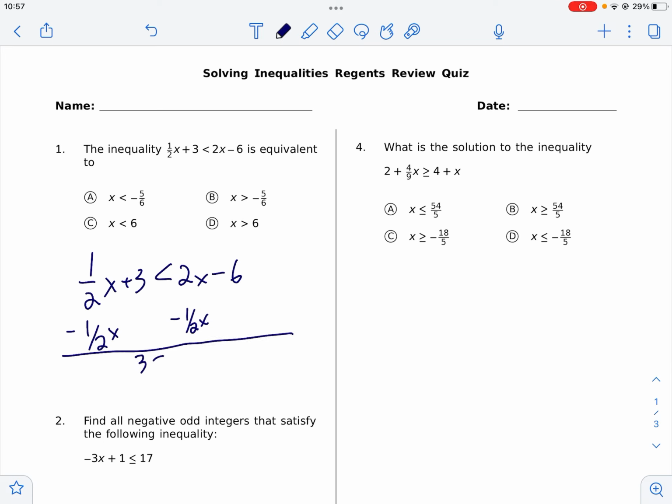So in general, it's best to avoid negative coefficients, which is why subtracting 1/2 x on both sides will give us 3/2 x minus 6. From there, we can add 6 on both sides, and we'll have 9 is less than 3/2 x.